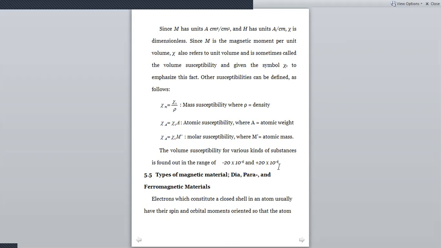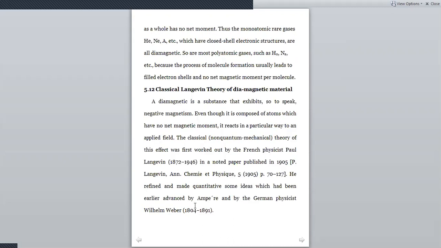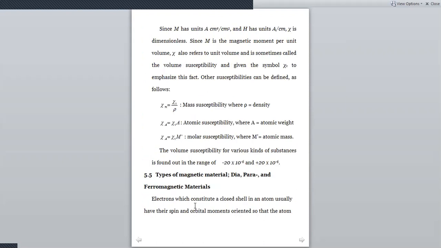Next, the types of magnetic materials: dia, para, and ferromagnetic materials. In class 12, you have already learned the types of magnetic materials and their properties. Here we will not go into details of all the types, because you already know them, but I would like to give an overview of dia, para, and ferromagnetic materials.